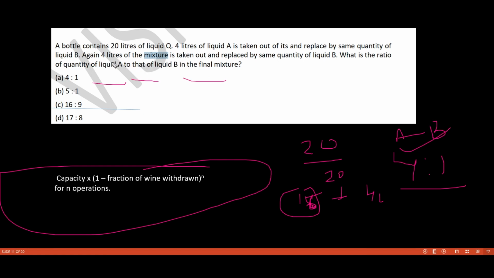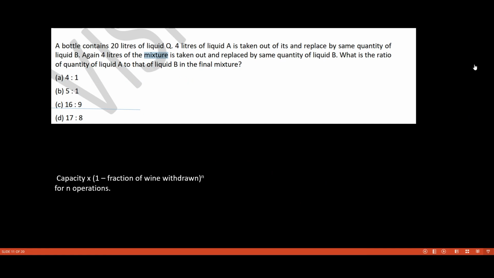Now it is said that again 4 liters of the mixture is taken out and replaced by the same quantity of liquid B. So in 4 liters, how much quantity of liquid A will be there? Let's calculate that. See, now the 20 liters of mixture has 16 liters of liquid A and 4 liters of liquid B. So basically it has 4 parts liquid A and 1 part liquid B.